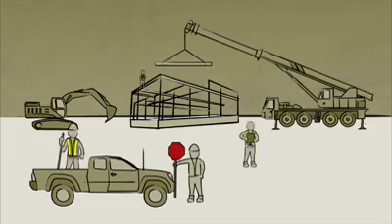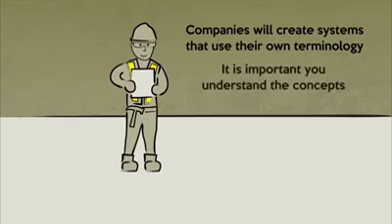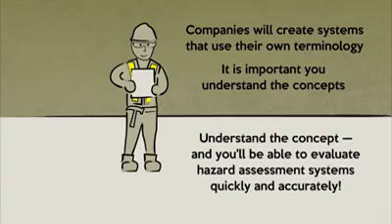Inspections look at what individuals are doing and how operations are proceeding and enable adjustments on the fly and adjustments to the hazard assessments and controls. Remember, companies will create systems using their own terminology that makes sense for their operations. But it is important that you understand the concepts behind formal hazard assessments, inspections, and site-specific hazard identification. Understand the concept, and you'll be able to evaluate your company's hazard assessment systems quickly and accurately.